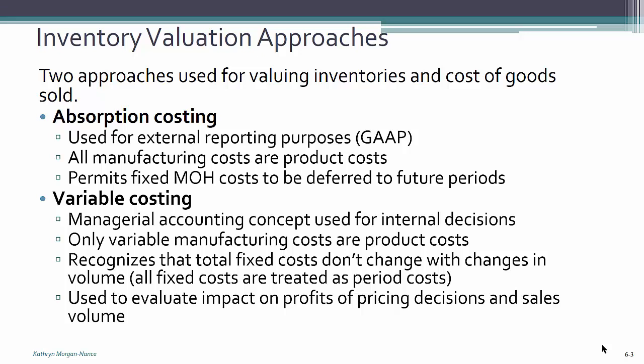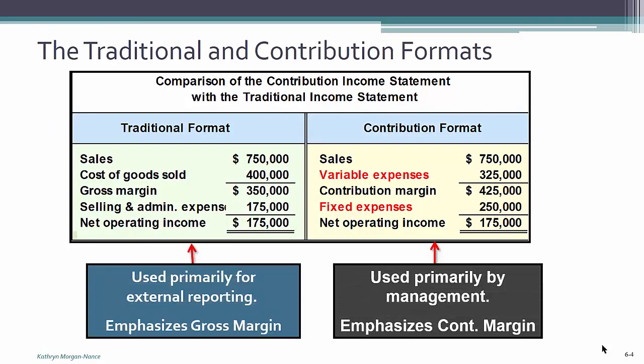Some managers prefer to use variable costing to evaluate performance because it's easier to see the impact of pricing decisions and volume on profits. This video series shows how absorption and variable costing methods differ from one another. Let's briefly discuss then the 2 styles of income statements we'll be using in the upcoming examples.